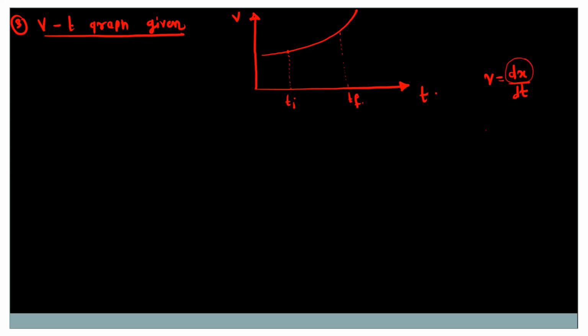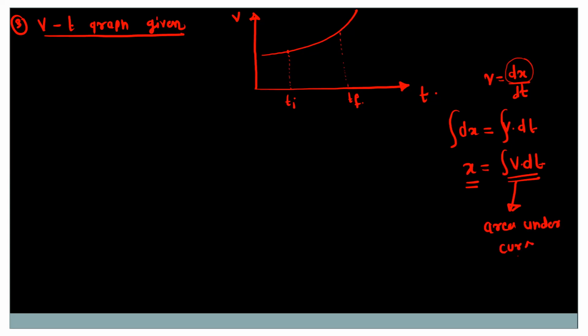So dx will be v dt. Okay, and if you integrate this equation, then we will get the position. So the position at a particular point is equal to the integration of v into dt. Okay, so what is the basic concept of integration? Integration is nothing but the area under that curve. So when we integrate v dt, that means we have to find out the area under the velocity time graph between the given two time limits.